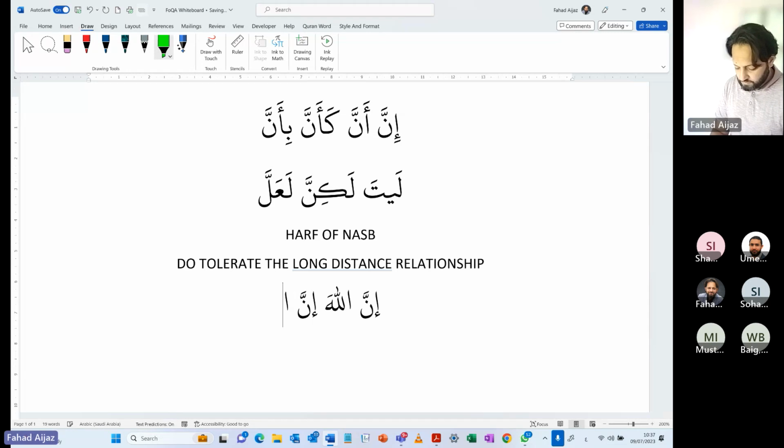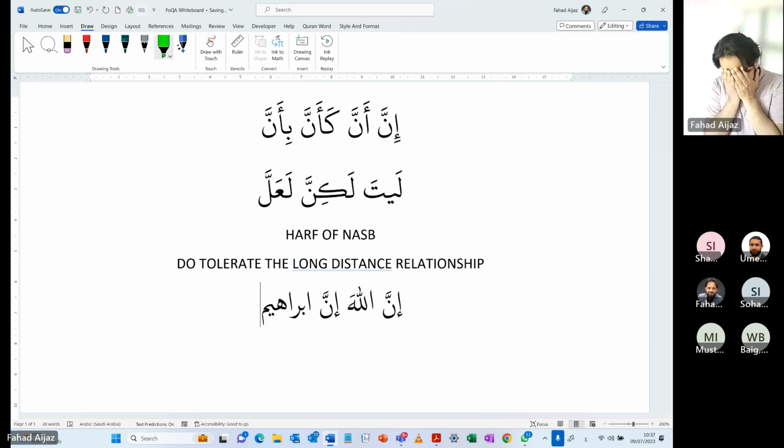Inna Ibrahim? What should it be? Inna Ibrahima. Right? Inna Ibrahima. No matter what harf, Inna, Anna, Ka-anna, Bi-anna, Layta, Lakinna, La'alla, the ism will be in nasab. They need an ism in nasab. Without that, they do not survive.